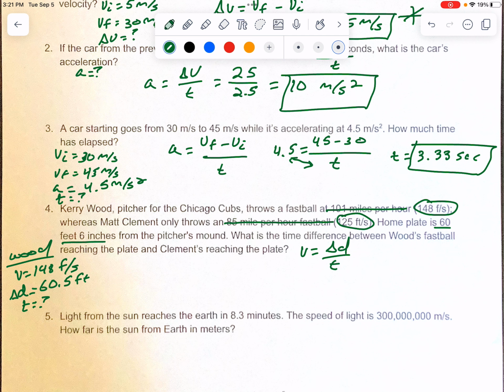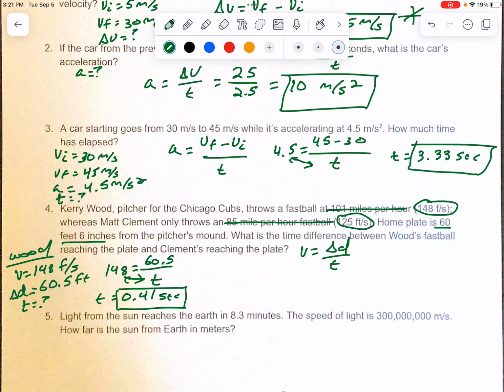Okay, now you do not have to convert to meters per second or kilometers per hour, because your displacement's already in feet and your velocity's in feet. You'd just be doing more work than you need to, and we're not asking for it, so don't bother doing it. So we're going to plug in: 148 equals 60.5 over T. I'm going to switch those two out. So 60.5 divided by 148 gives me a T of 0.41 seconds. So there's Kerry Wood's time.